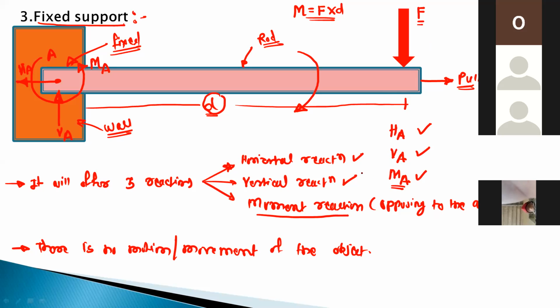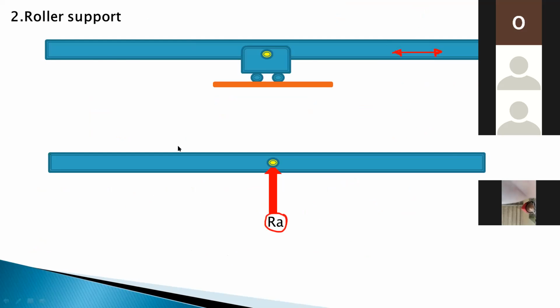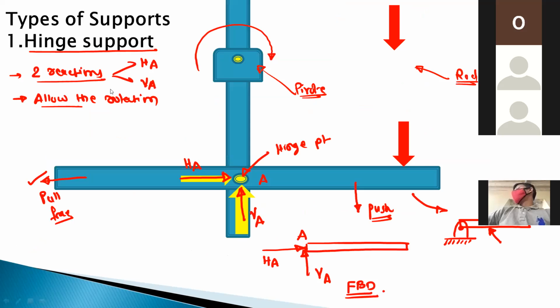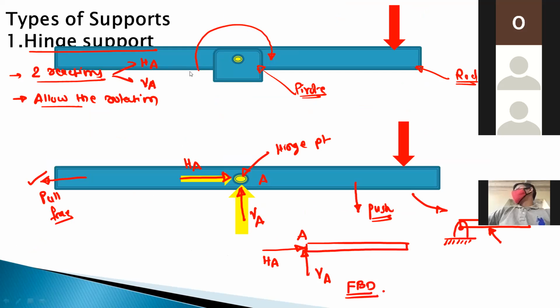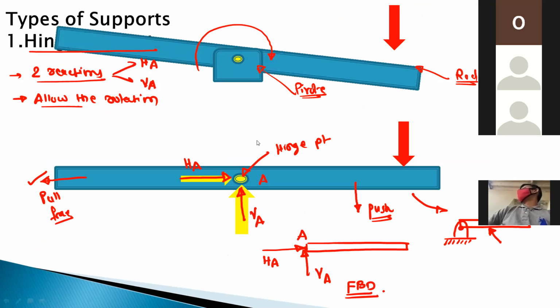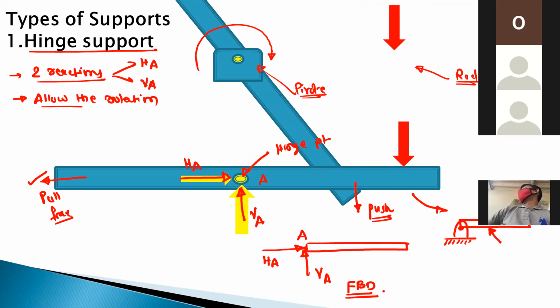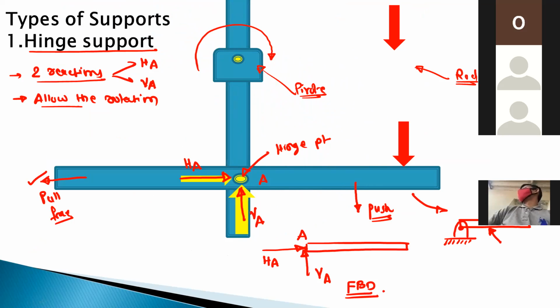Okay. So these are the three types of supports. The first is the hinge support. Hinge support will allow the rotation, but it will not allow the horizontal movement or the vertical movement. So it is having two reactions, one is HA and second is VA. So you can see here, it will allow the rotation. For hinge support, you can take the example of door hinges.